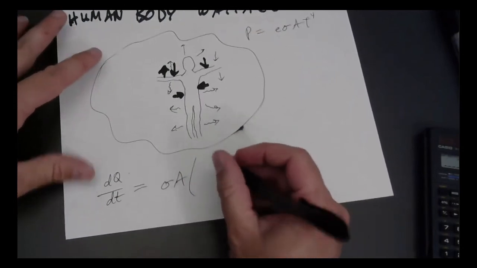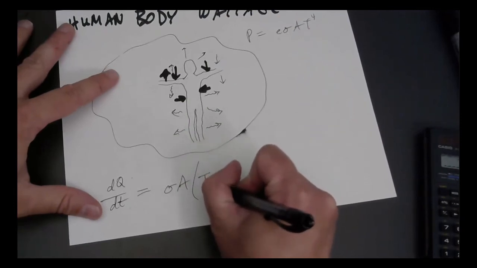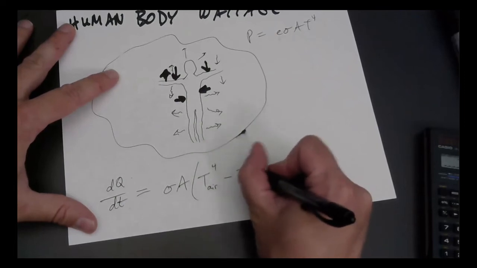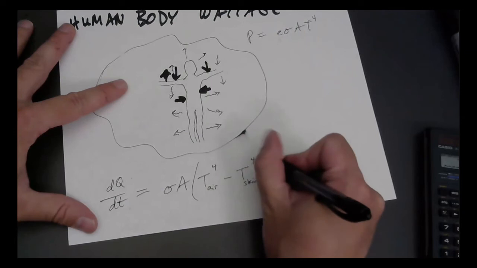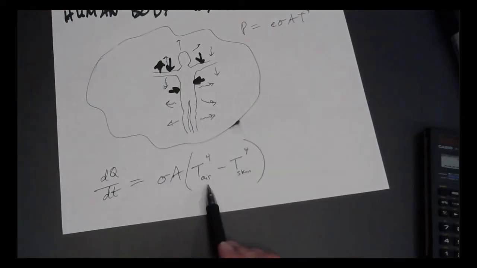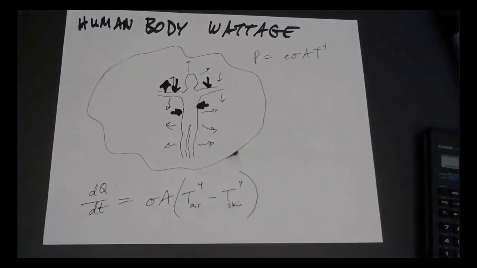And we'll go with T of the air to the 4th power minus T of the body. I'll put T of the skin to the 4th power. So this first term represents the heat flowing into your body because your skin absorbs what's coming out of the air. And conceptually, I've always found this a little bit challenging, and I think I'll save that discussion.